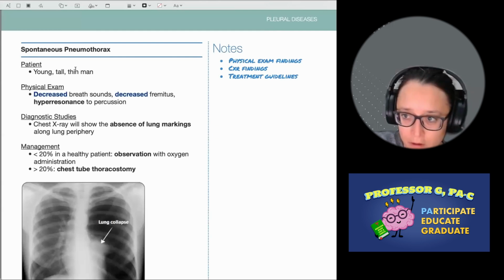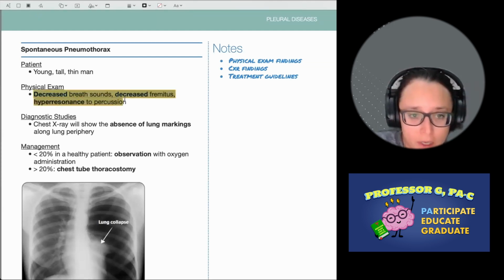This is, so physical exam, this is super high yield too. I see him test on this a lot. Decreased breath sounds, decreased fremitus, and hyperresonance to percussion. That is if it's large. You said the number one finding on physical exam would be tachycardia, but I don't see him test that often. I only saw one question on that of all the questions I saw.